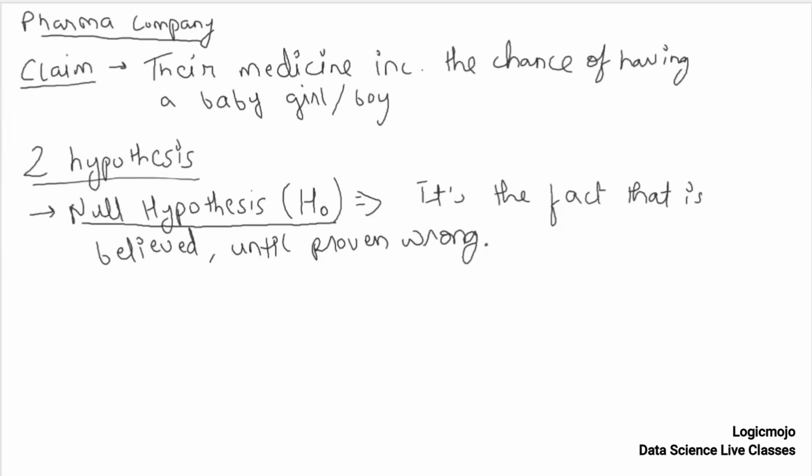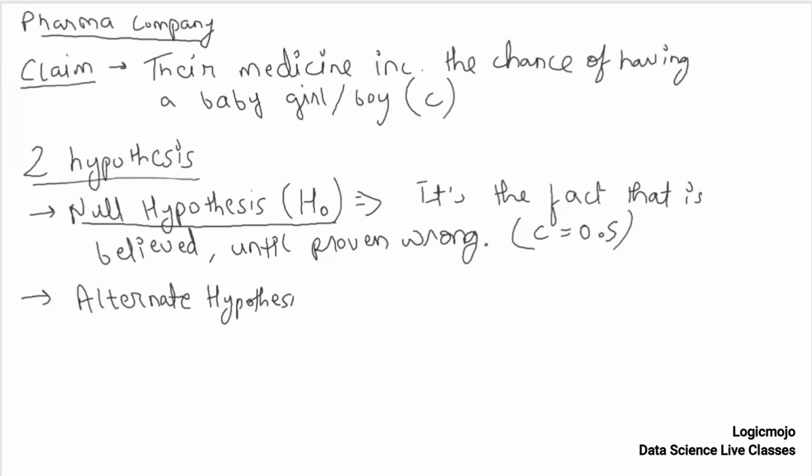In this case, let's represent the chance of having a girl with C. So here C equals 0.5. This will be the null hypothesis. The second hypothesis is the alternate hypothesis, or HA.